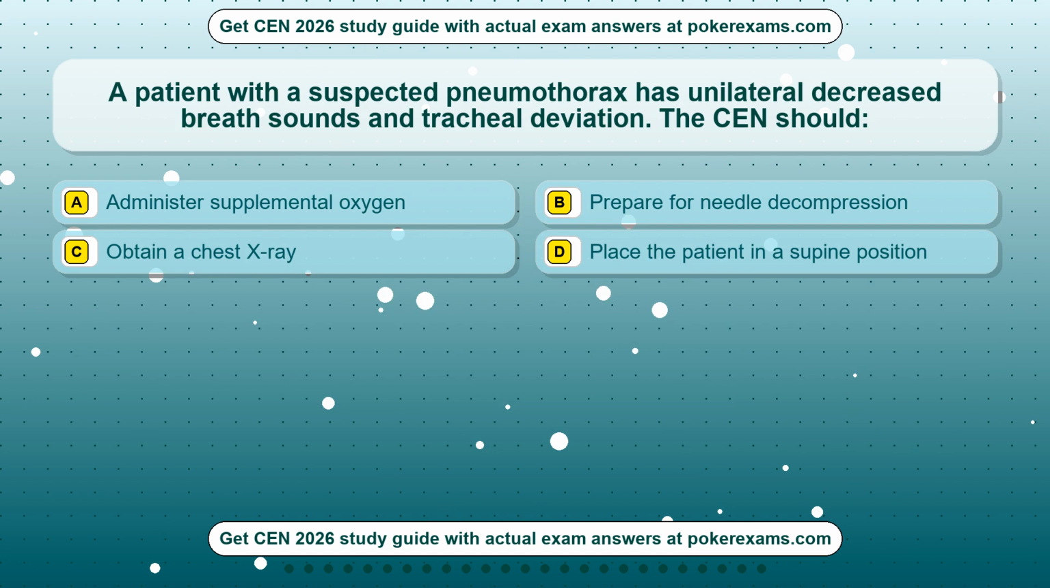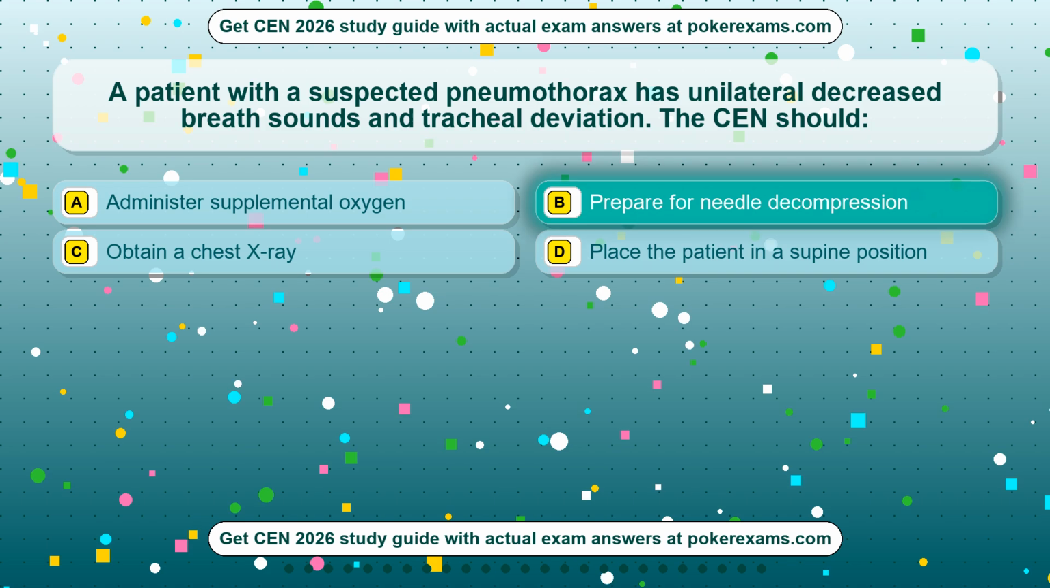Question 14. A patient with a suspected pneumothorax has unilateral decreased breath sounds and tracheal deviation. The CEN should: Option A. Administer supplemental oxygen. Option B. Prepare for needle decompression. Option C. Obtain a chest X-ray. Option D. Place the patient in a supine position. The correct answer is option B.